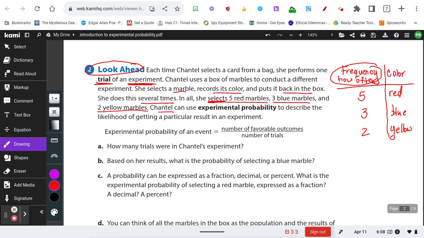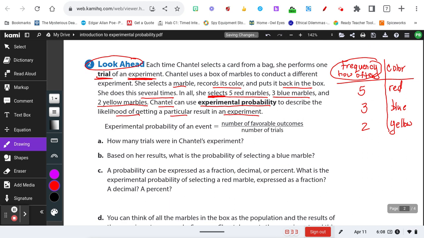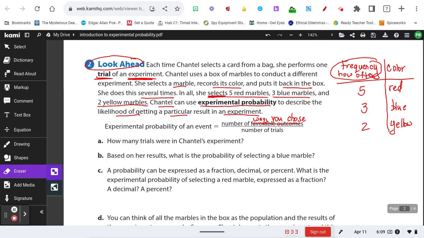It says Chantel can use experimental probability to describe the likelihood of getting a particular result in the experiment. So how do you calculate experimental probability? It's the number of ways you got something out of the number of trials. So it says number of favorable outcomes. I'm going to put it's the number of ways you actually got something.